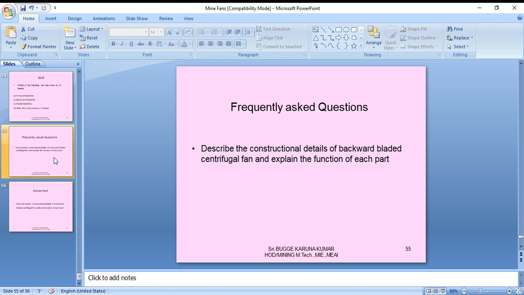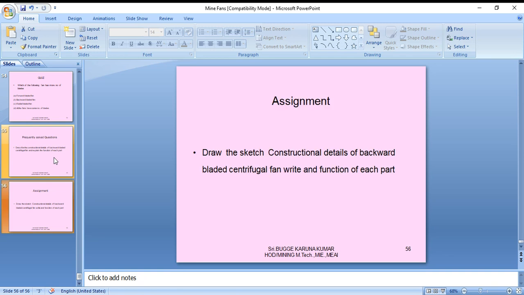Describe the construction details of a backward bladed centrifugal fan and explain the functions of each part. Or draw the sketch, name the parts and explain the function of each part, and also the advantages over the forward and radial blades, and give a comprehensive idea of how the backward blade dominates the others and what the specific advantages are, including the construction parts also. And one more question I have given here is similar to that one.